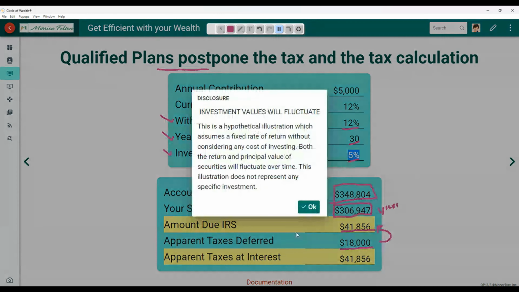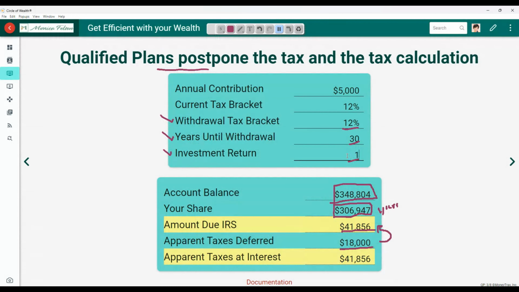So if I change your investment rate of return to, let's say, 10% instead of 5%, the good news is your balance went up. It went up to almost $1 million. Your share went up, but so did the government's, right? In essence, you postponed paying $18,000 in taxes over this 30-year time frame, so you could turn around and give the government $108,000. That doesn't seem right to me.